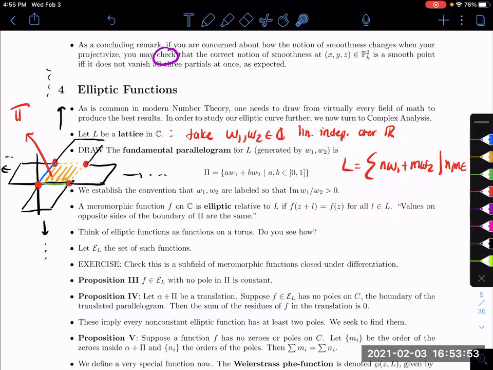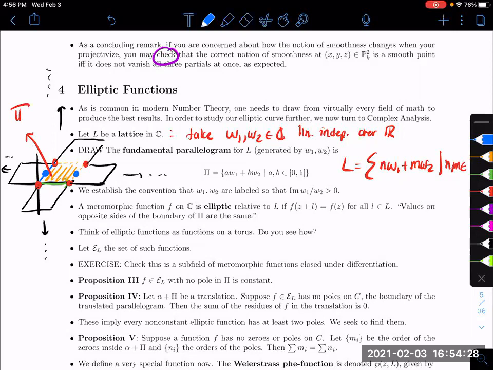Okay, what does that actually mean? That's obtuse language. It's great for calculations, but what does it actually mean? It means the values the function takes on opposite sides of the boundary of the fundamental parallelogram are the same. When we translate by a full lattice point, we should get the same value. So like right here, this point right here, if f is going to be elliptic, f at this point had better be the same as f at this point, because they're opposite each other on the parallelogram. They're directly across from each other.